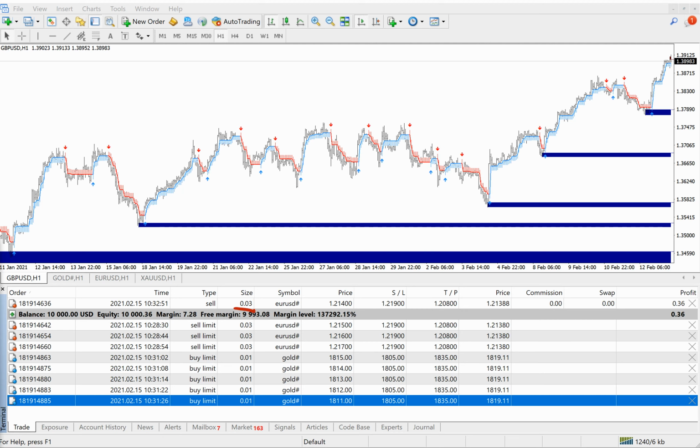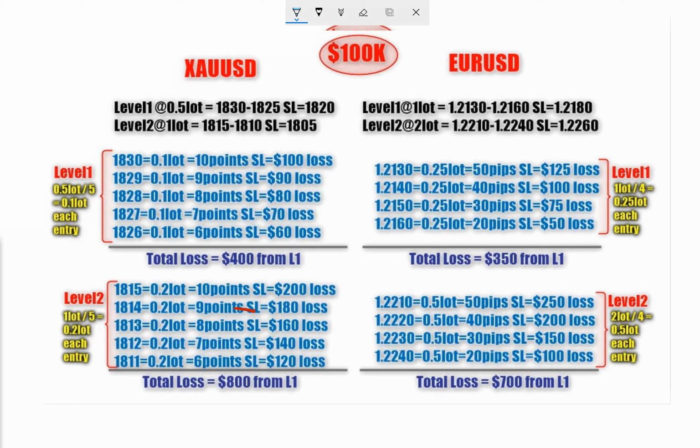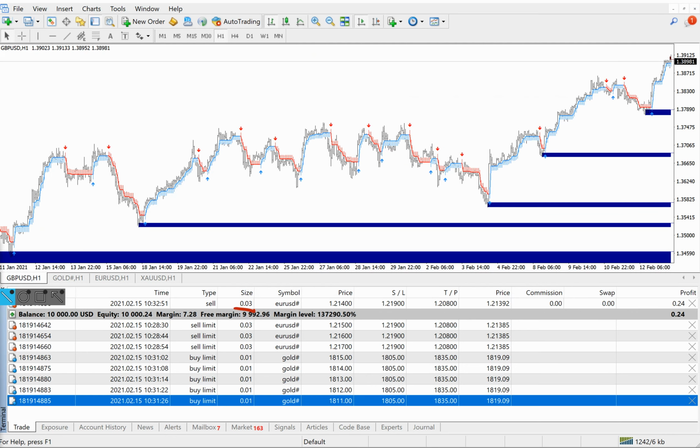In the account of $100,000, the lot size is one lot in the currency pair. And here you can see that the lot size in the $10,000 account is 0.03. So here the lot size is going to be adjusted automatically.